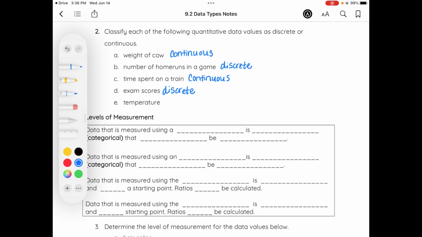Temperature, because you can have a decimal as part of your temperature, is continuous. It's measurable. We measure how hot it is or how cold it is outside.